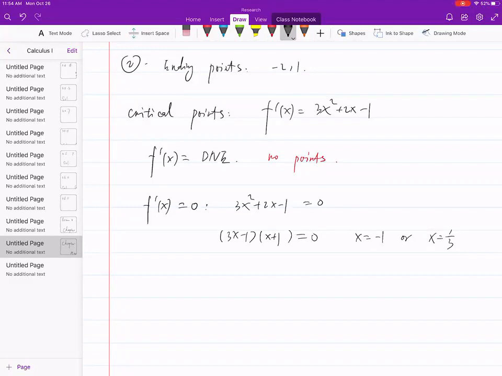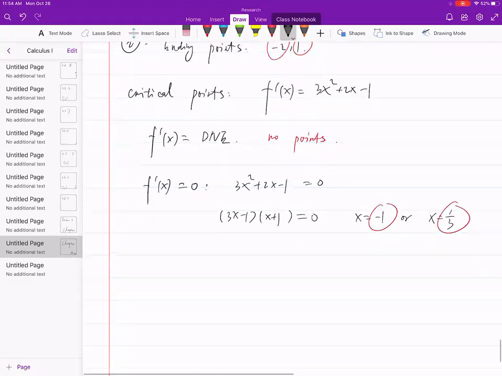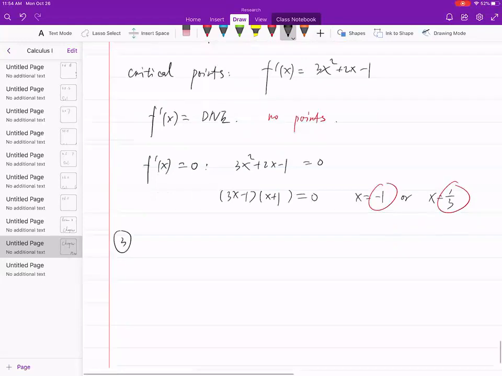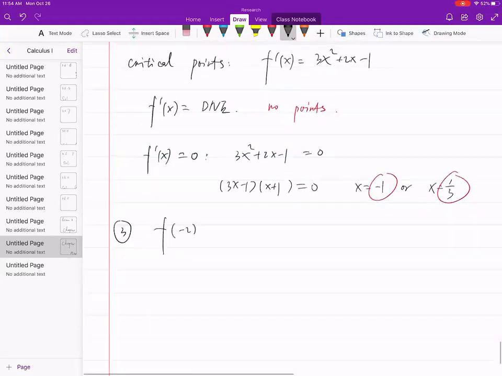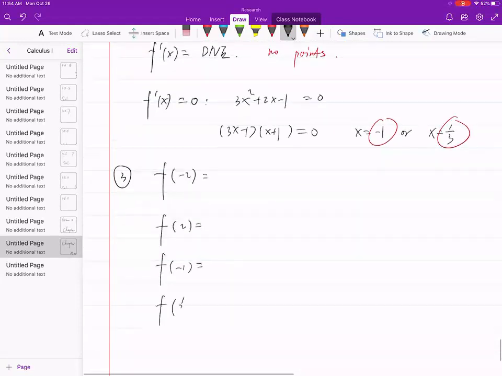Still okay? That's all. We have these 2 points. We have these 2 points. Together are 4 points. I know the fastest horse is going to be in them. I just need to check which one is. Okay, so number 3, check. What is f(-2)? What is f(1)? What is f(-1)? What is f(1/3)?